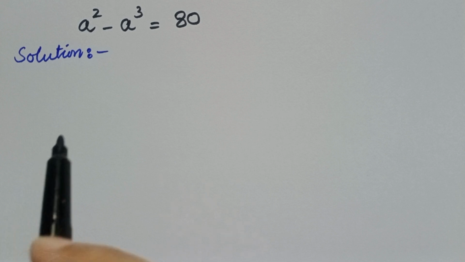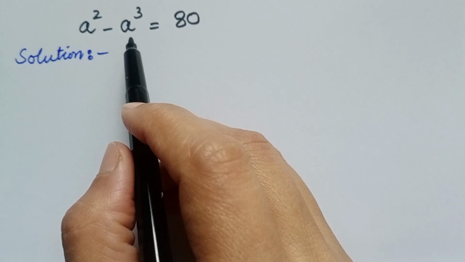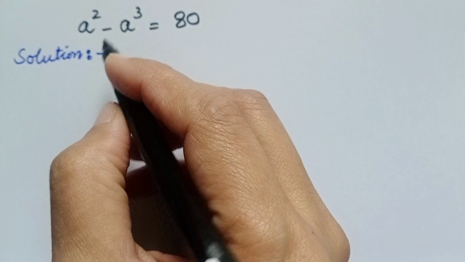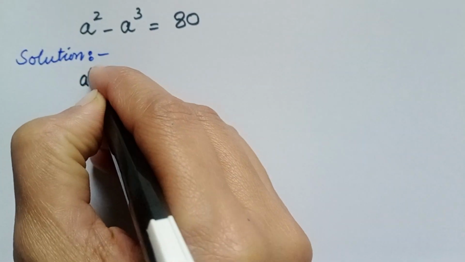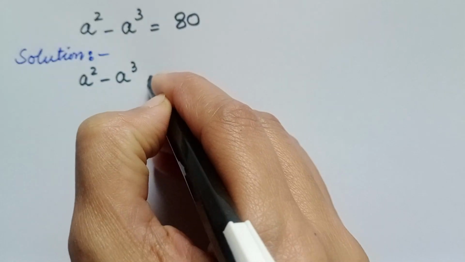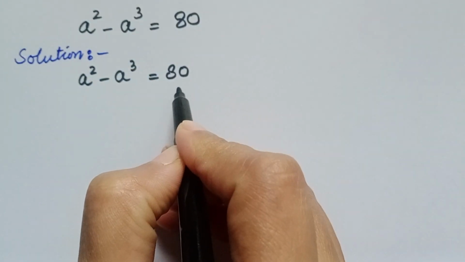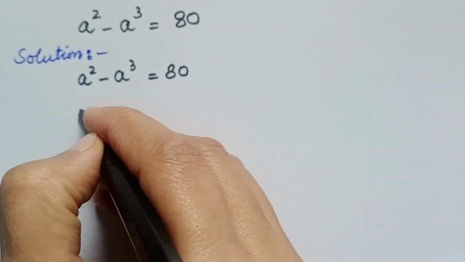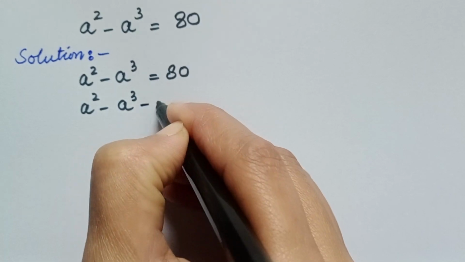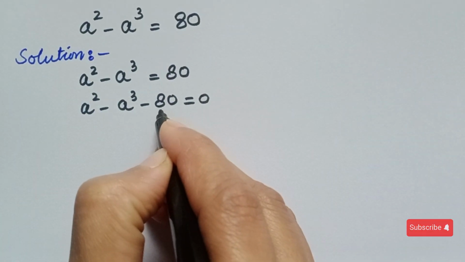Today we are going to solve a question: a to the power 2 minus a to the power 3 is equal to 80. Let's begin. So a square minus a cube is equal to 80. We will bring 80 from the right hand side to the left hand side. A square minus a cube minus 80 is equal to 0.